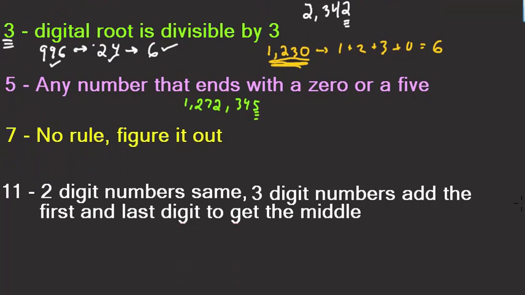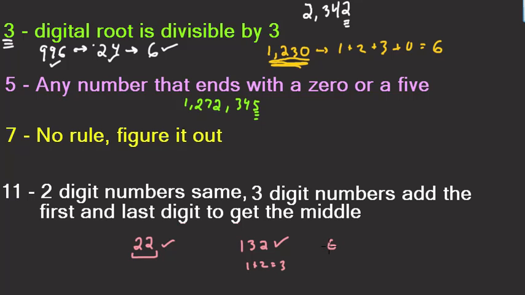And then finally, 11. With 11, if I have like 22, if it's a 2-digit number and the numbers are the same, it's divisible by 11. 3 digits, if I have a 1, a 3, and a 2, I take the 1 and the 2 and add them together. So 1 plus 2 equals 3, which is the middle digit. So it's divisible by 11.